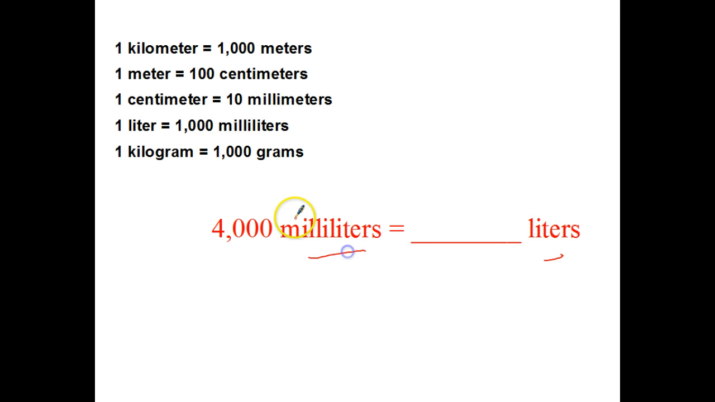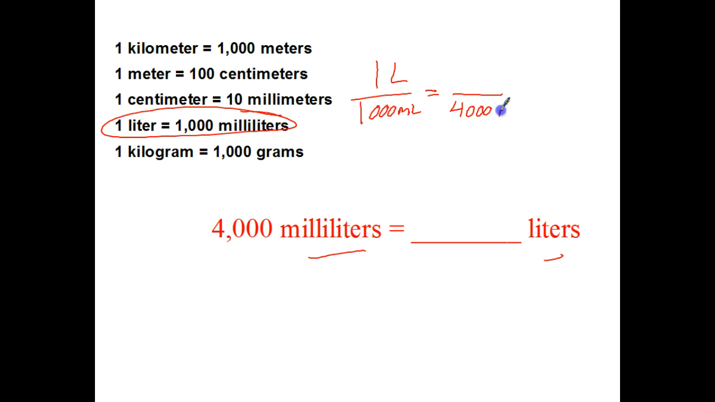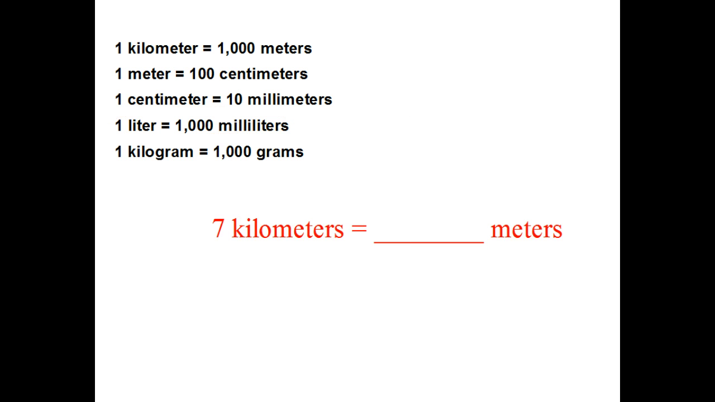Looking for the fact with liters and milliliters. 1 liter is 1,000 milliliters. So I have 4,000 milliliters. It's going to go on the bottom because I had milliliters on the bottom over here. I divided by 1,000, which means I really got rid of 3 zeros. So I'm going to get rid of 3 zeros, and my answer is 4 liters.